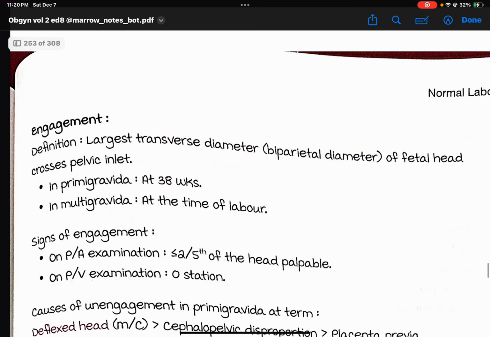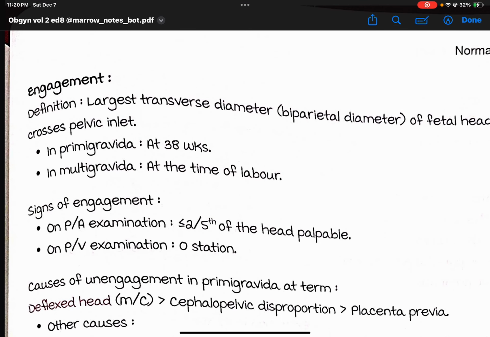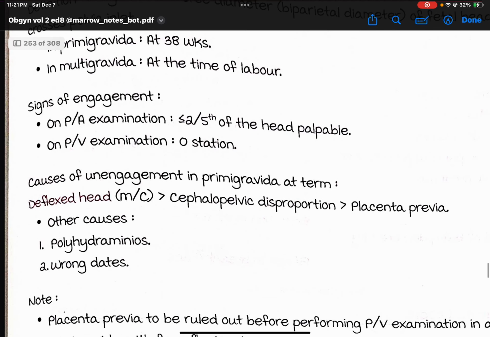Engagement. Definition: largest transverse diameter, the biparietal diameter of fetal head, crosses pelvic inlet. In primigravida at 38 weeks, in multigravida at time of labor. Signs of engagement: on per vaginal examination, 0 station.